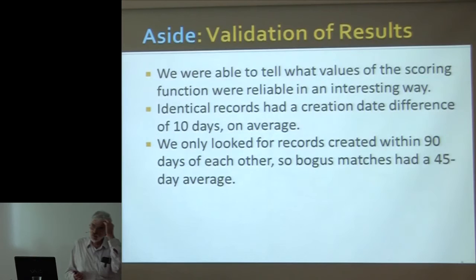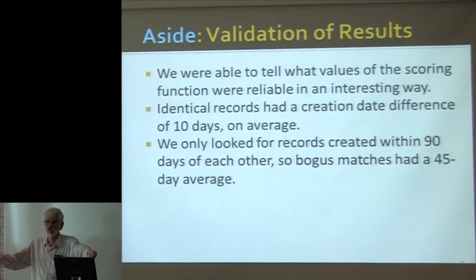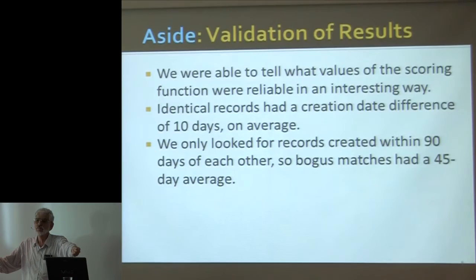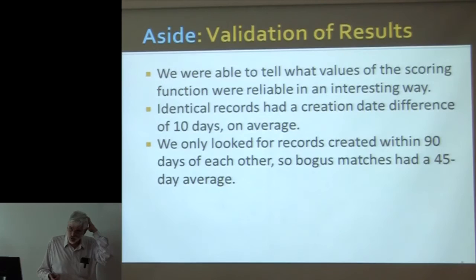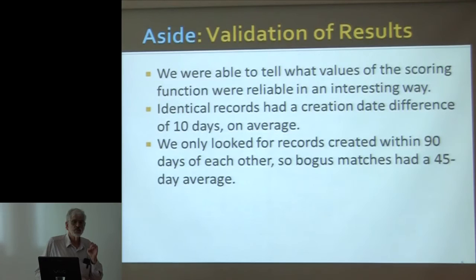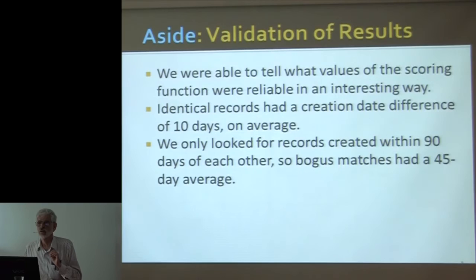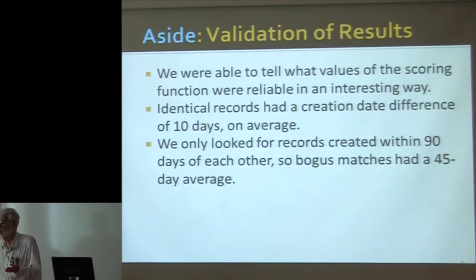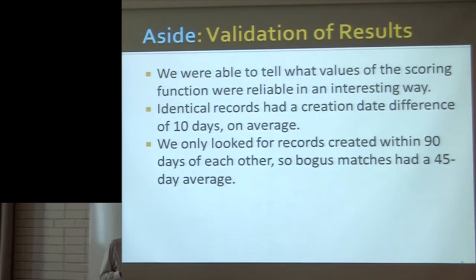Now, what about a bad match? Suppose you had a false match. We said these two records represent the same person, but they're different people. Well, then the times at which they signed up would be random. Another thing we did to eliminate having to look at too many pairs was we didn't even bother to look at two records if their creation dates were not within 90 days of each other. And of course, the Company B record was later than the Company A record. So we know right away that if I pick two random records, they will, on average, be 45 days apart, if they were in fact candidates.